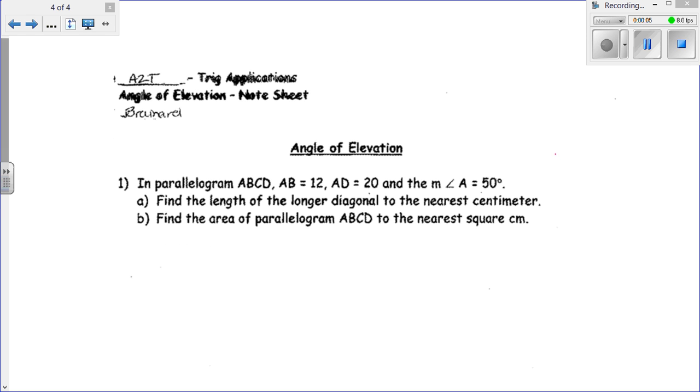Hi and welcome to Trig Applications Day 4. Today we are talking about the angle of elevation and some miscellaneous problems. The first one happens to be more of a miscellaneous problem.